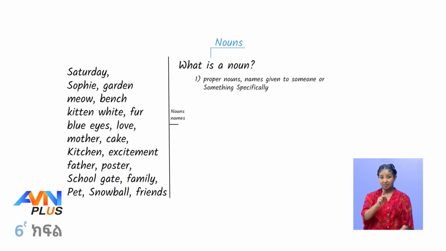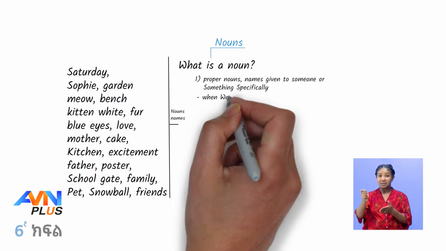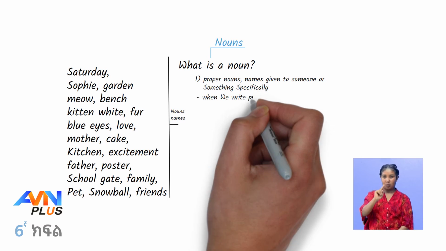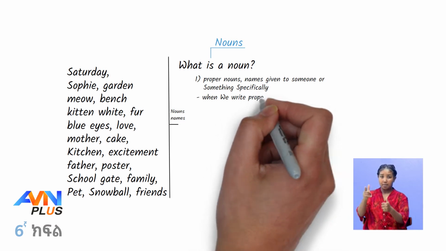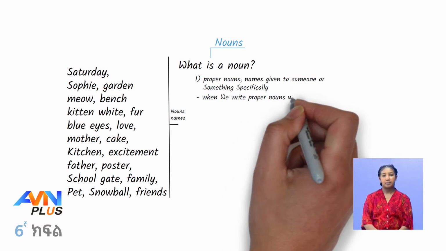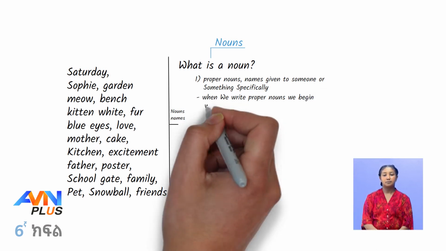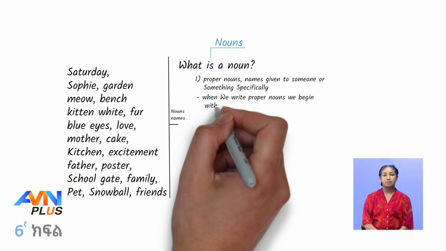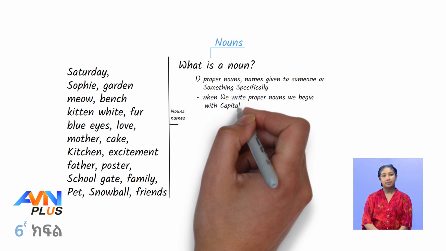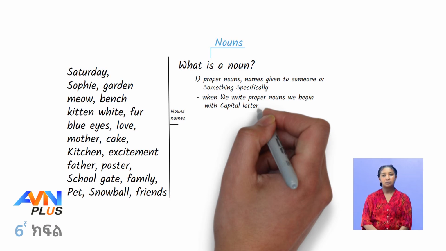All right? These proper names, when you write them, they are written, yes? When we write proper nouns, we begin with a capital letter. Capital letter. Yeah? Don't forget that, okay?